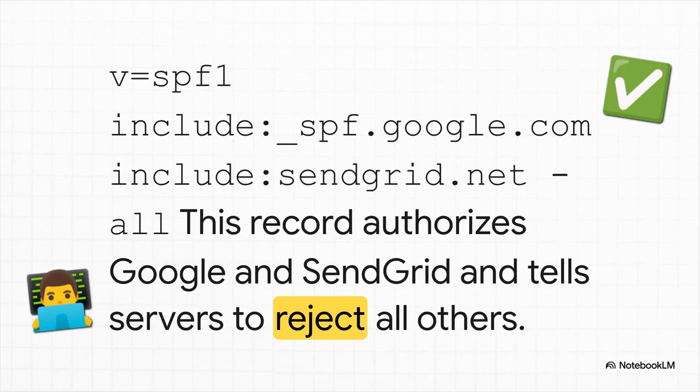And this is what one looks like in the wild. I know it looks a little technical, but it's really pretty simple. This example is just saying, okay, servers from Google are cool and servers from SendGrid are cool. But that last part, that little all, that is the magic key. It tells all the other servers, if the sender is not on this list, I want you to reject the email. Don't even let it in the door.